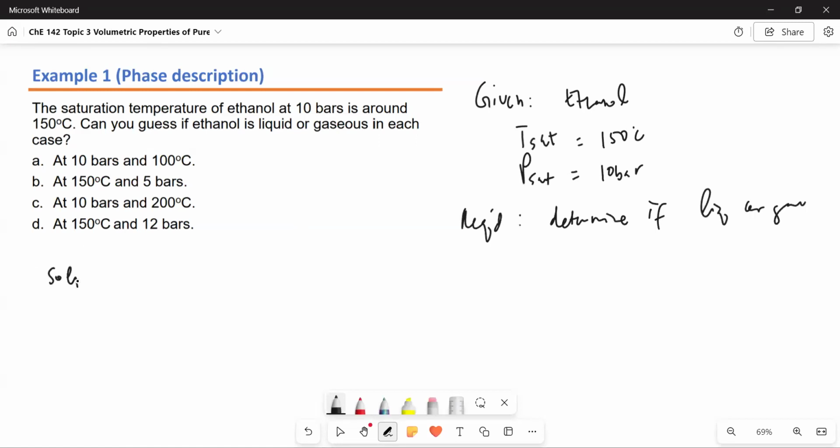For letter A, the temperature is 100 degrees Celsius, and pressure is P equal to Psat, 10 bars. Okay? So because the temperature is below the saturation temperature, for letter A, ethanol is liquid. Liquid. Okay?